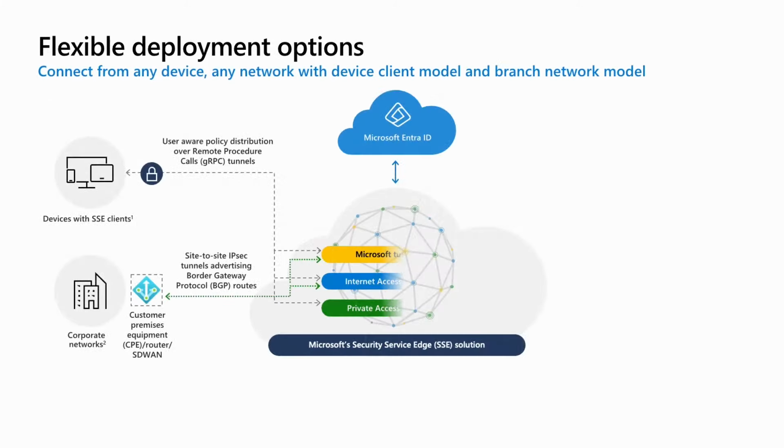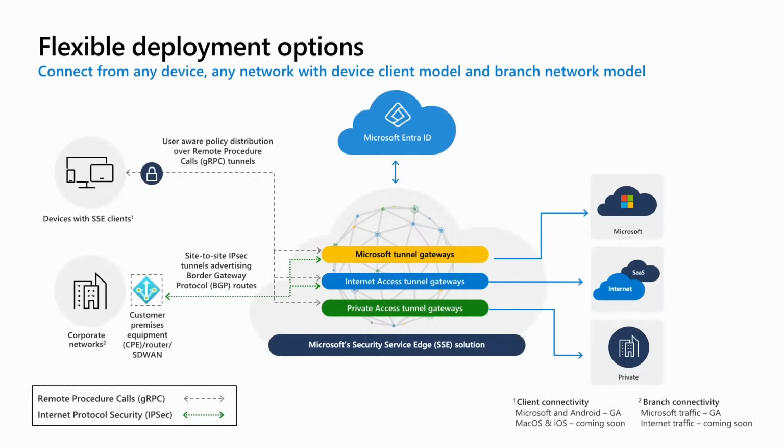With Microsoft's SSE solution, we provide two flexible deployment options: device client model and branch network model. Our internet access and private access products share the same client that can be installed on your end user device. Our Windows and Android client is now GA, and support for macOS and iOS are coming soon. In the future, the client will be inbuilt into the Windows OS stack, and no additional agent will be required. And we will unify the SSE and Microsoft Defender client to reduce your deployment overheads.